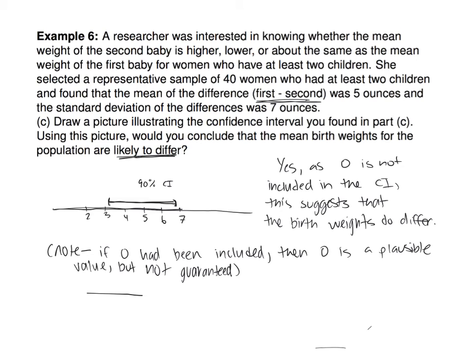I.e., if your interval had gone from something like -2 to 2, for example. In this case, you could say that 0 is a possibility, but I don't know if it's 0 or if it's 2, so we just can't say that the birth weights are different. You just can't conclude for sure that 0 is the value if 0 was included.